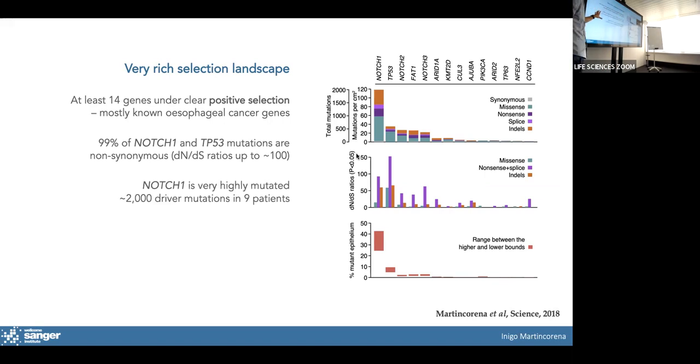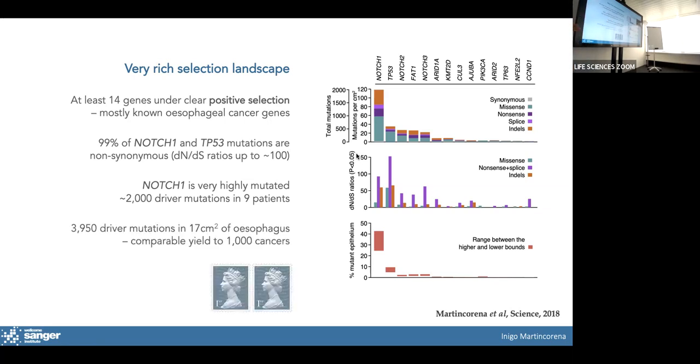And in this study of just 9 patients, we found on the order of 2,000 driver mutations in NOTCH1 alone, and on the order of 4,000 driver mutations across the small panel of genes that we sequenced. That's 4,000 driver mutations in a size of normal tissue, the equivalent of 2 postal stamps. In order for you to find this many driver mutations, you would need to sequence about 1,000 tumors from TCGA. It's about four mutations per tumor. So really a very high density.